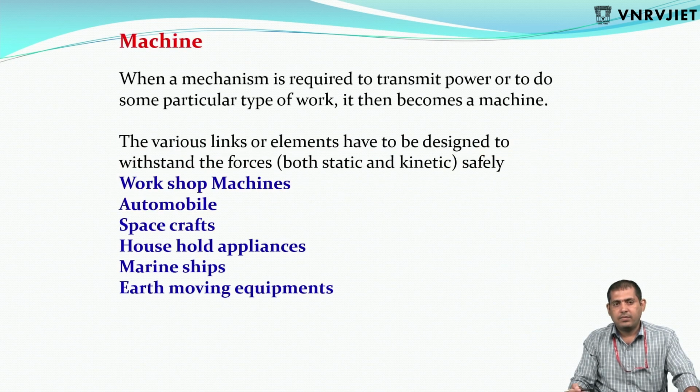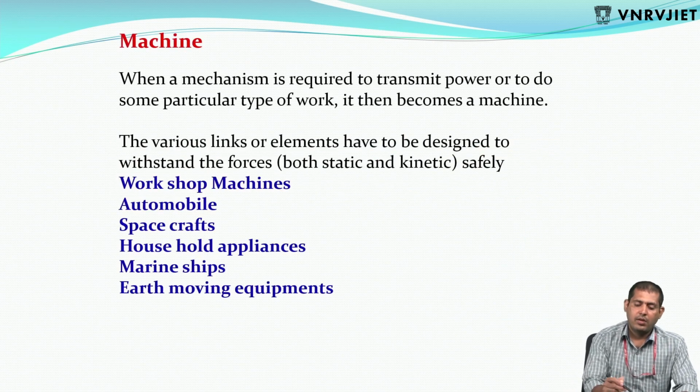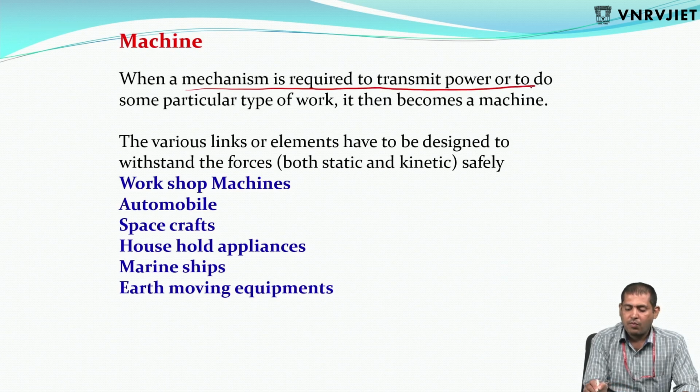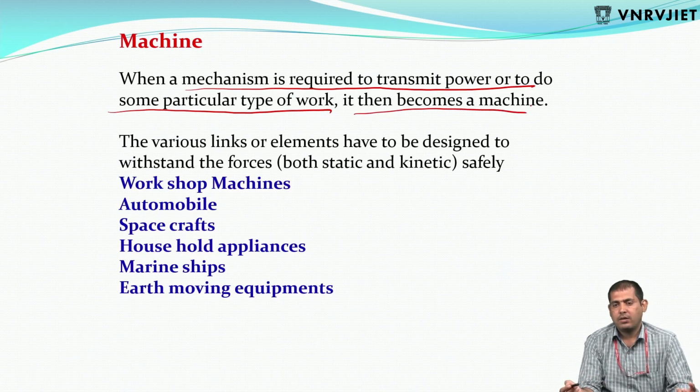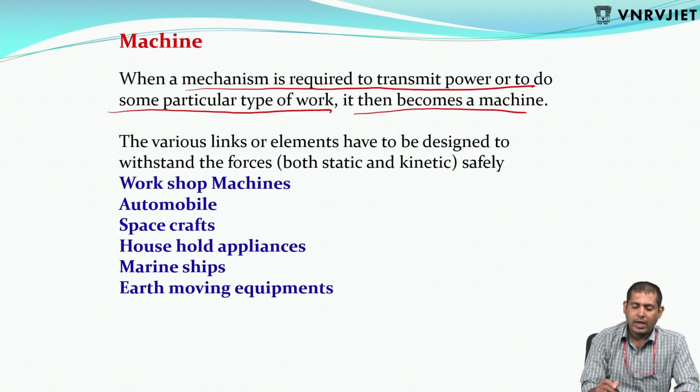Next, machine. It is simple. When a mechanism is required to transmit power or to do some particular type of work, where human effort is reduced, it becomes a machine. Like a car, we reduce our effort, we just drive the car. It's a machine. A robot is a machine. So there are various machines.